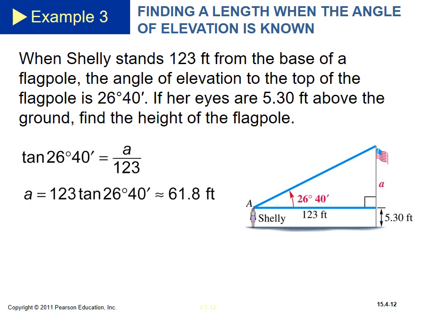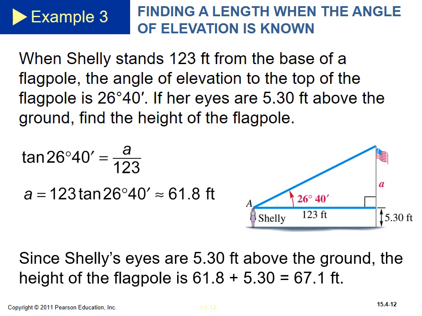So the tangent of 26 degrees 40 minutes is equal to A divided by 123, so we would multiply each side by 123. 123 times the tangent of 26 degrees 40 minutes equals 61.8 feet. Then you add her eye height to that, and basically you come up with 67.1 feet.